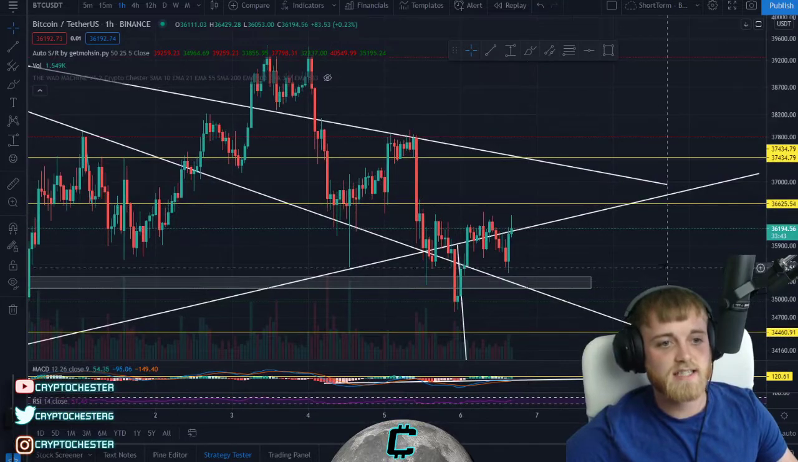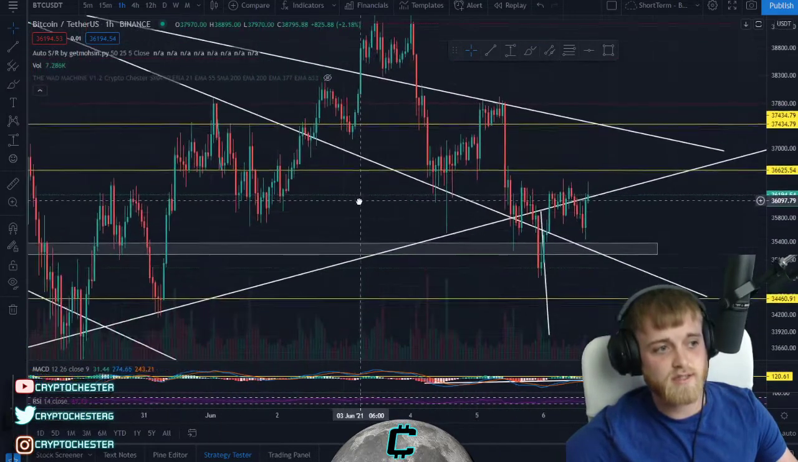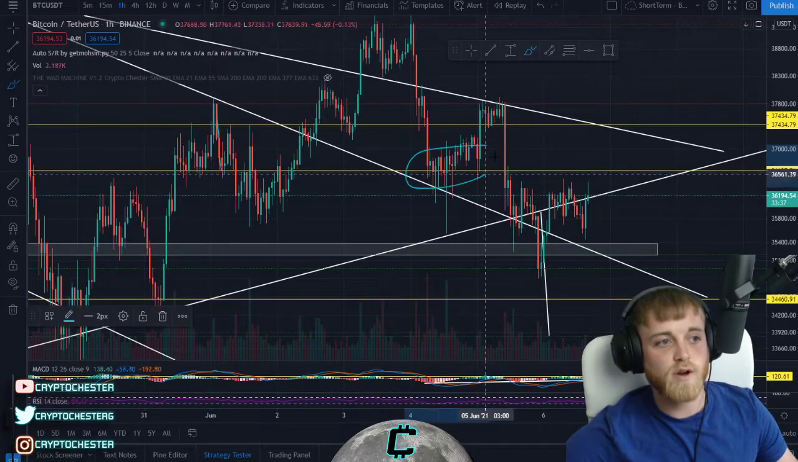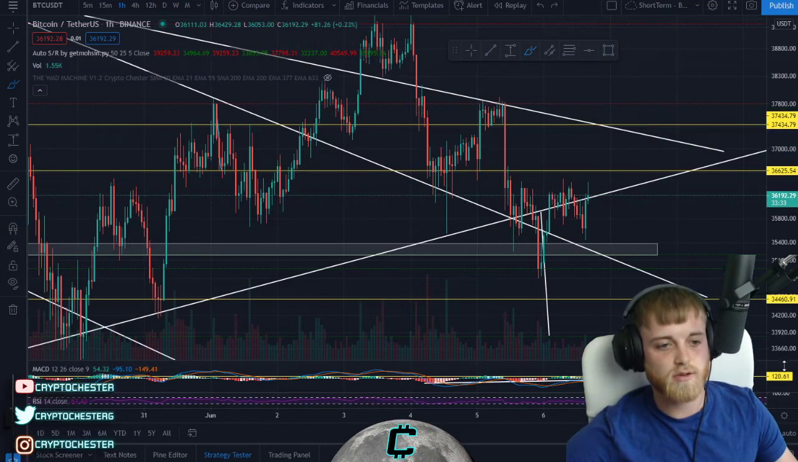Is this 36,625 zone, right? That's going to provide heavy amounts of resistance. But as you can see here, if we do find a nice level of support on it, then it's looking very, very juicy in terms of progression to the upside right now.